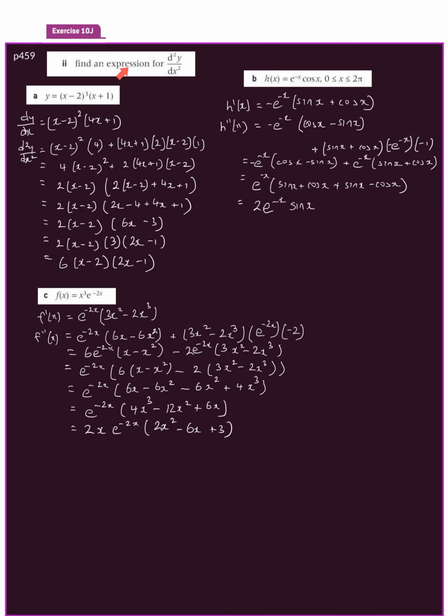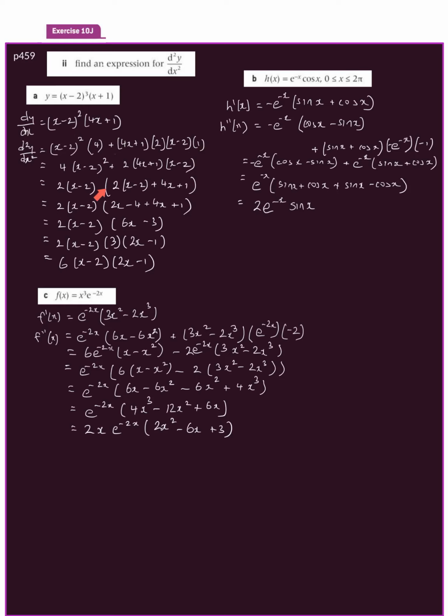Let's have a look at 2. It said find an expression for the second derivative. So I've copied the first derivative from the previous page, from part I or part 1. What we need to do now is take the derivative of this. So we can do that by multiplying this by the derivative of that. That's that by 4, plus this times the derivative of that, which is 4x plus 1 times 2 times x minus 2 to the power of 1. And that 1 comes from the derivative of x.